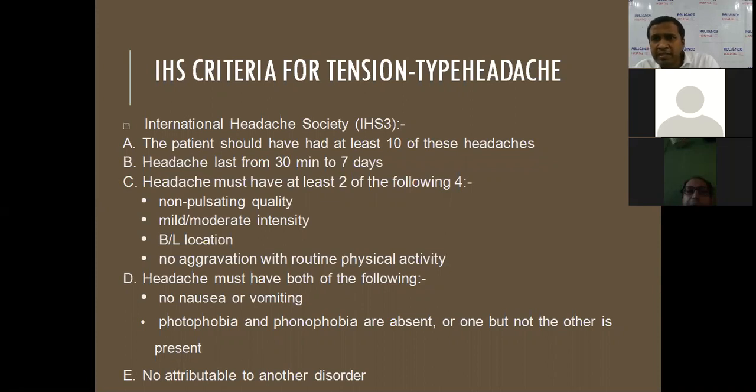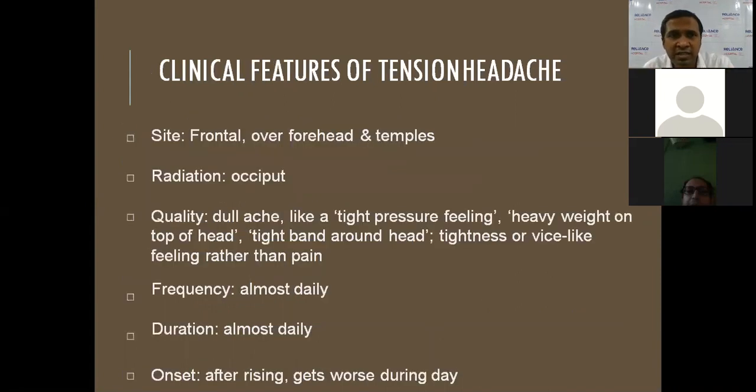So when we look at the criteria, you need to have at least 10 of these headaches. It should last for half an hour to up to 7 days. Usually non-pulsating, mild to moderate in intensity, bilateral. There's not much nausea, vomiting, photophobia, auras, etc. These are absent. So it's basically a simple headache which is persistent and a dull aching headache, more of a band-like sensation or a constricting sensation around the head. That's the classical tension type headache.